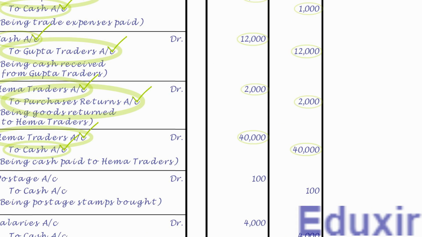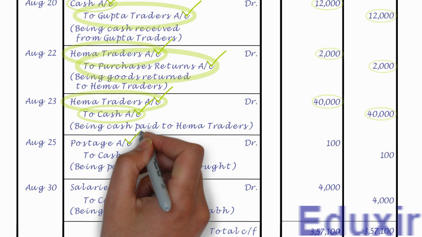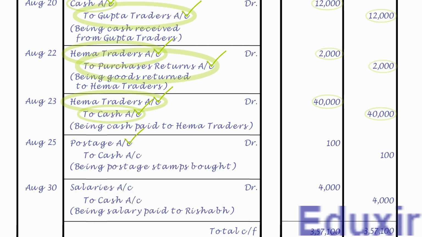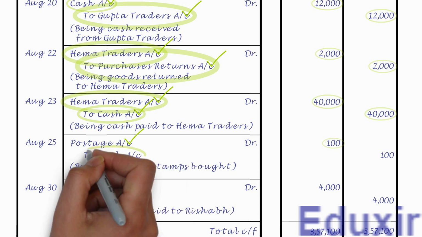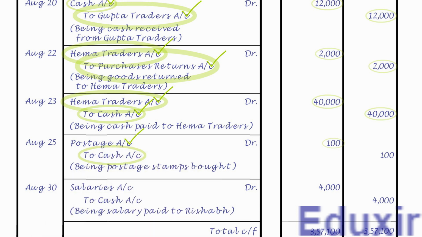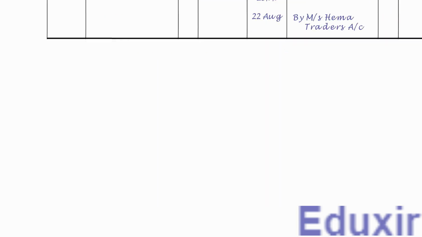As the name suggests, it needs to be posted on the debit side of postage account and the debit amount is 100 rupees. Note that the details that need to be posted into the particulars column is cash account. For posting this entry, we need to create a ledger account for postage as it is not yet created. Let us first write the title as postage account.